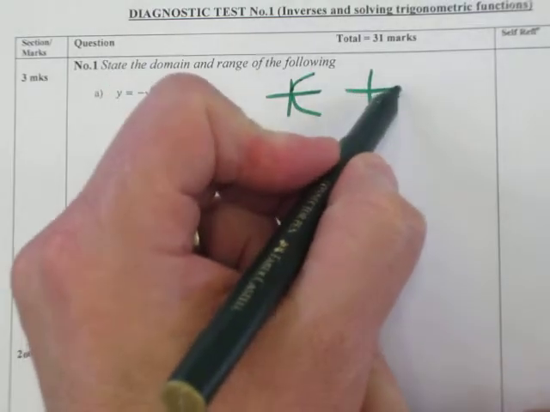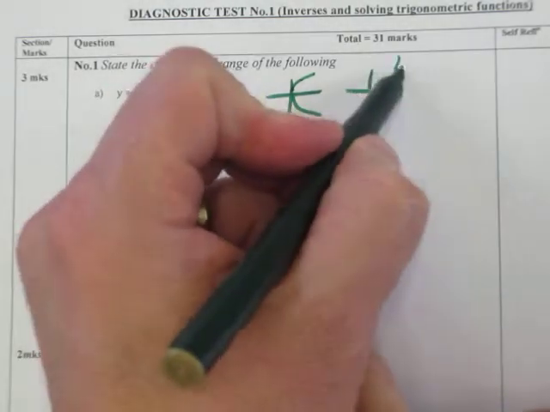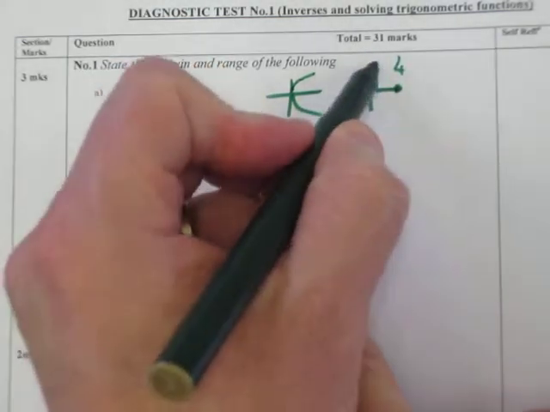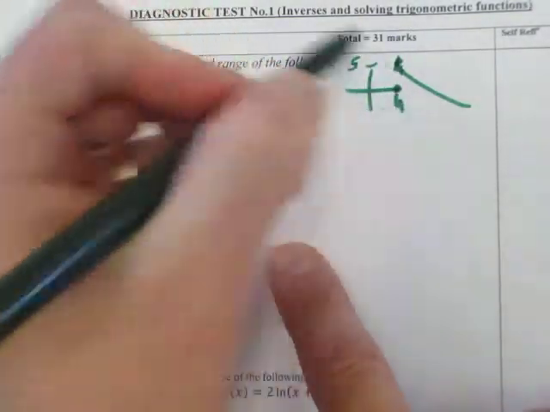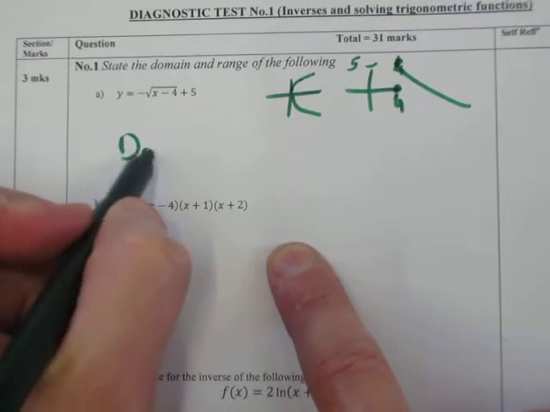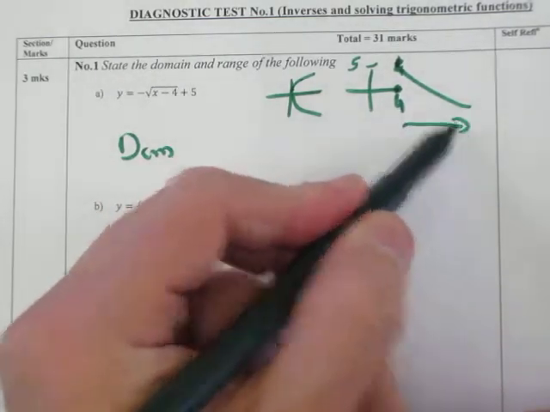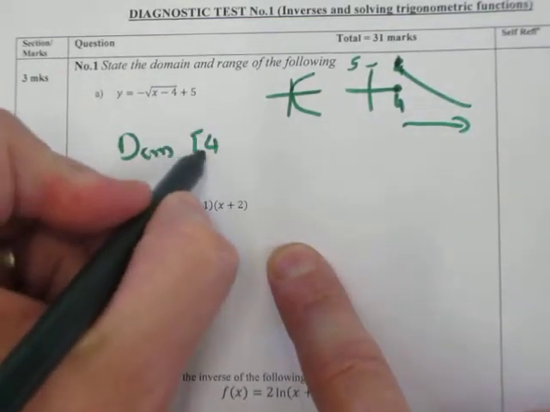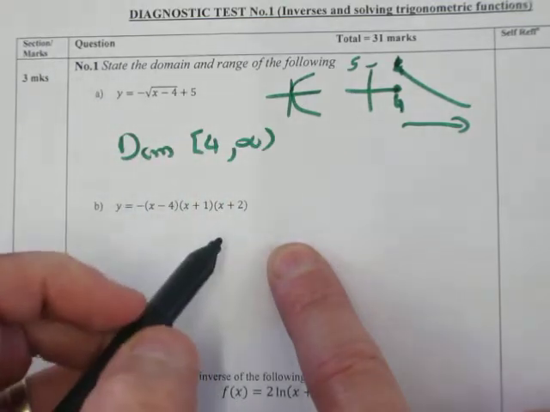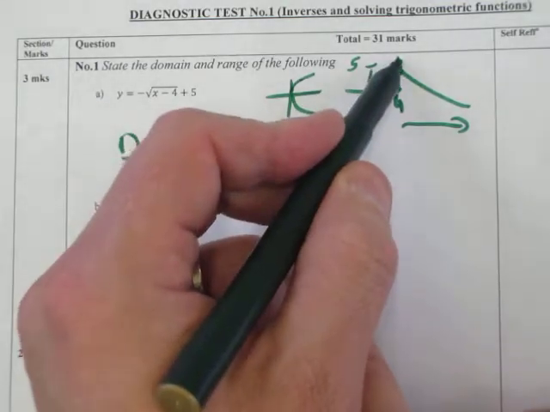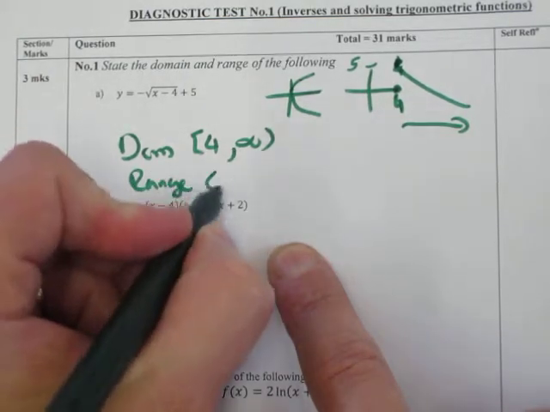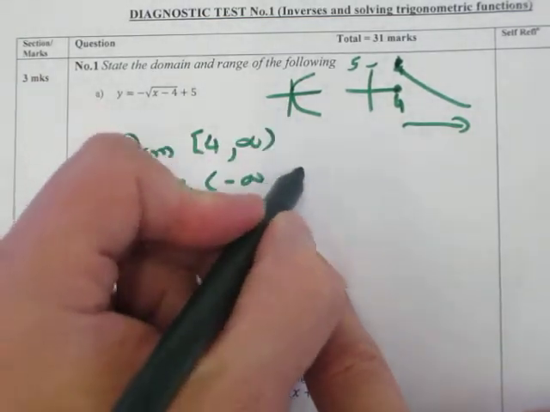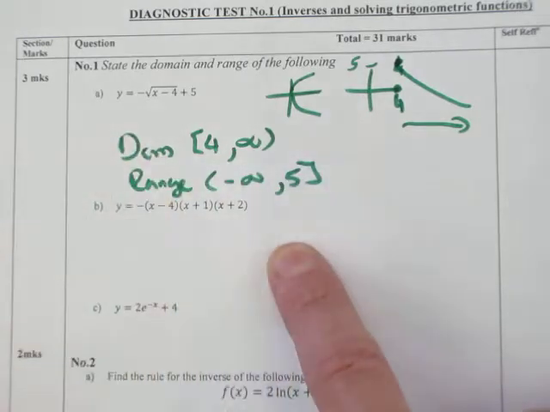And then if I go 4 to the right, I go there, there's 4. And then if I go 5 up, I'm here. So really what I've got is some sort of graph looking like that. Okay, so the domain should be pretty clear. You can see it starts from there and goes that way. It's 4, including 4 to infinity. And the range, well, the maximum value occurs up here, which is at 5. So the range is going to be negative infinity to 5, including 5.